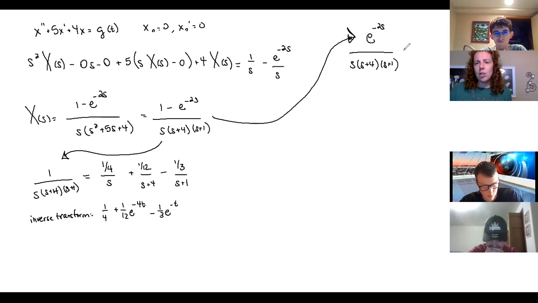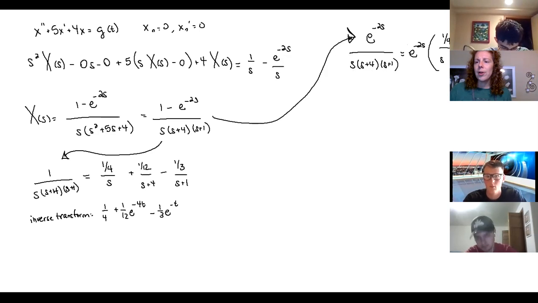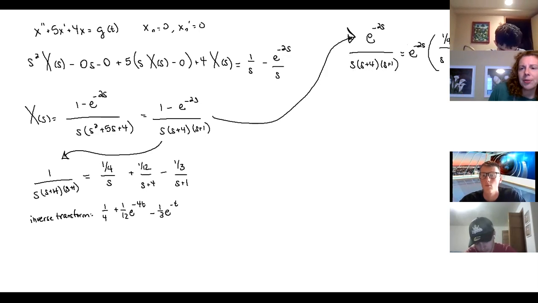Okay, we can deal with a little bit of this with what we already did. So this is e to the negative 2s times 1/4 over s plus 1/12 over s plus 4 minus 1/3 over s plus 1. There's no reason to reinvent the wheel and do partial fractions again. We already did partial fractions once, so we might as well use what we did. So we've got our partial fractions decomposition that we did once.